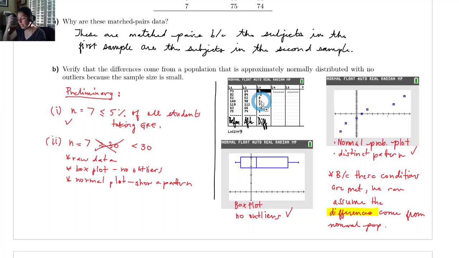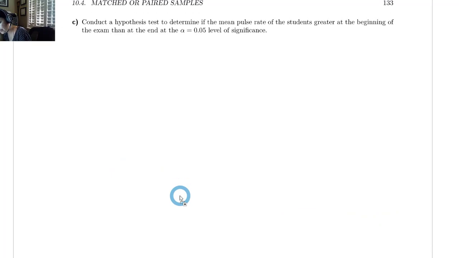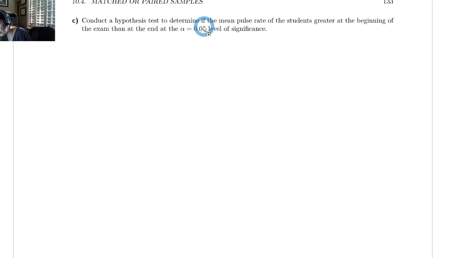This is the mind process. So I see that I have 2 samples. I see before and after. I know that it's a 2 sample with dependent sampling. I know I'm not going to do a 2 sample test. I'm going to calculate differences and do a 1 sample t-test. And I still have to meet the conditions in the preliminary criteria for the differences.